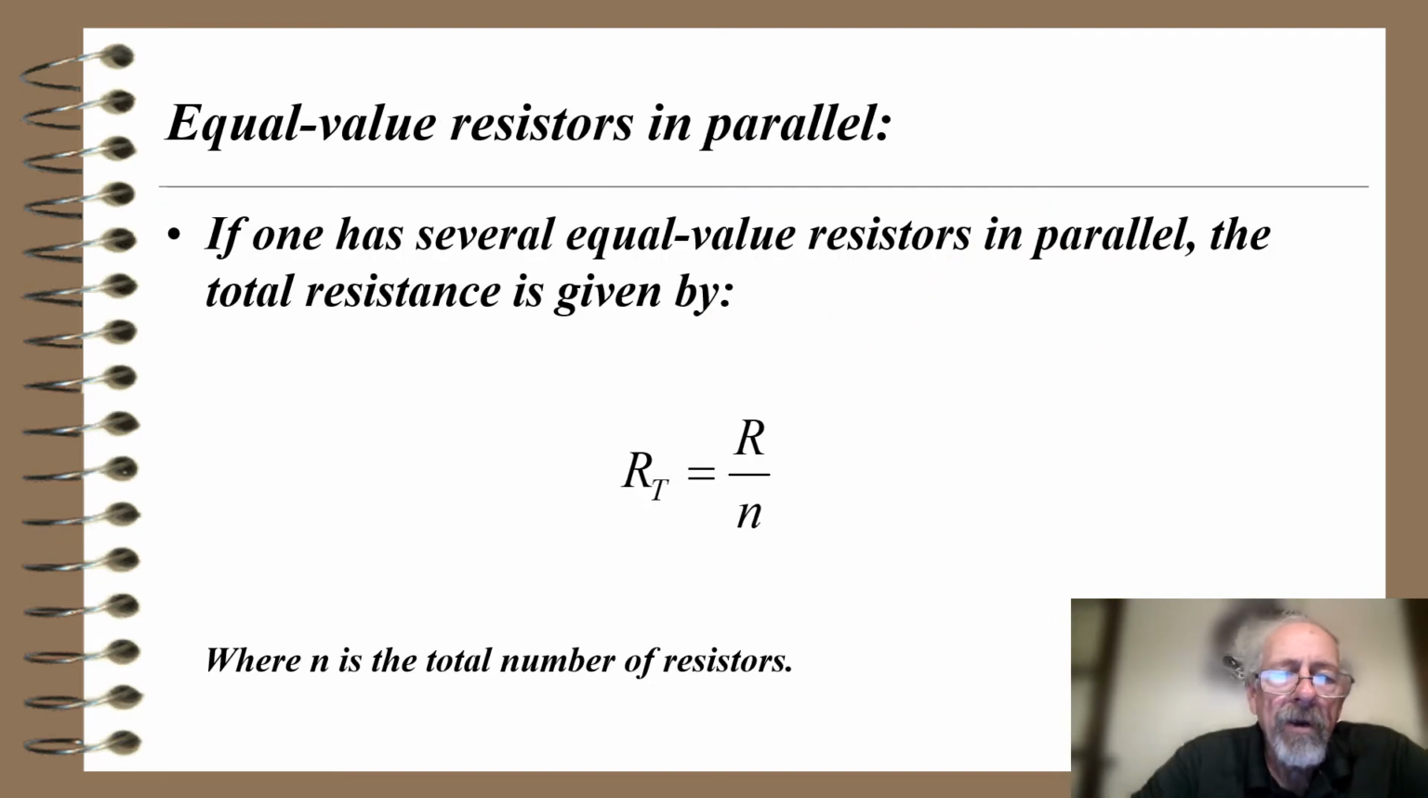Now, what about equal value resistors in parallel? This is the easiest. If one has several equal value resistors in parallel, the total resistance is given by R total is R divided by N, where N is the total number of resistors. And we'll have some examples of that.